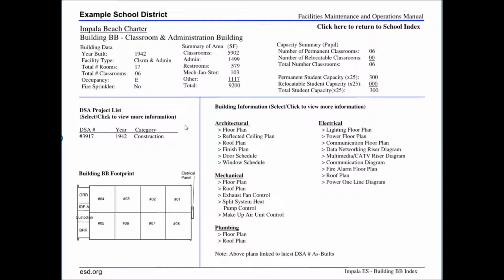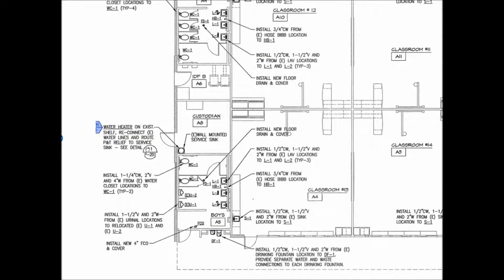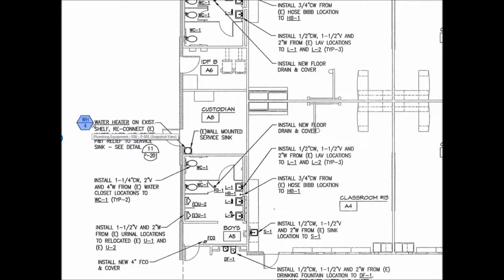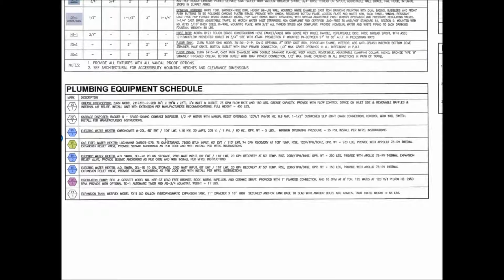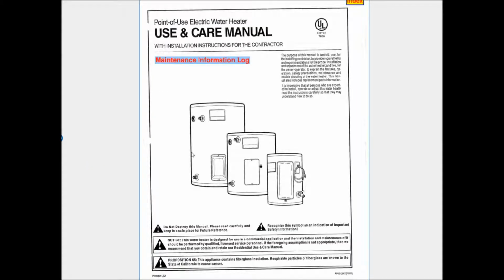We select BB and are taken to the building index. We know we are looking for the water heater, which would be under the plumbing floor plan. So we go here and select the plumbing floor plan. Once we select the plumbing floor plan, we are taken to the Building B architectural plumbing plan drawing. We know it is on the west side in the custodian room, so we scroll over here and we see that WH4 is located here in the custodian room. We select WH4 and are taken to the plumbing equipment schedule. From here, we want to get to the O&M, so we scroll down and select WH4 here, which will take us to the O&M manual.